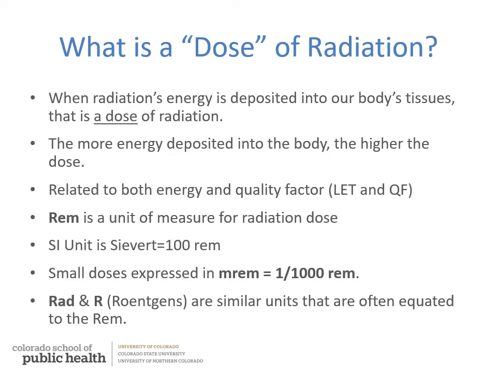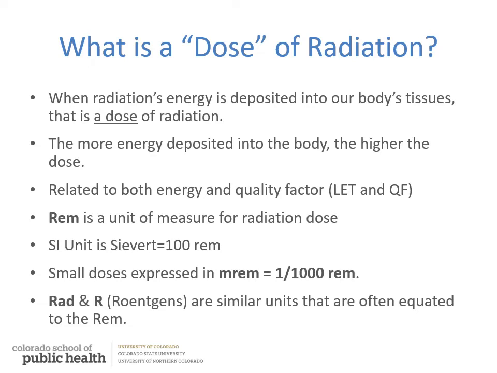A little contrast to the chemical exposure assessment: remember, a dose, as defined in the exposure assessment lecture, was a mass of some toxicant, typically expressed in units like micrograms or milligrams, and usually normalized to body weight. With a dose of radiation, it's the amount of energy, as opposed to the mass, that's deposited in the body's tissues. That's a dose of radiation. And the more energy is deposited into the body, the higher the dose. Now, this is related to both the energy and the quality factor.